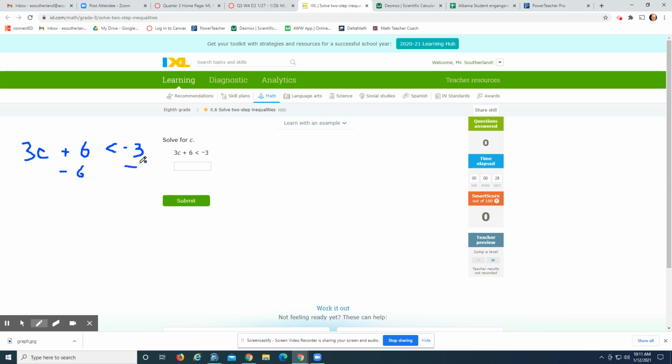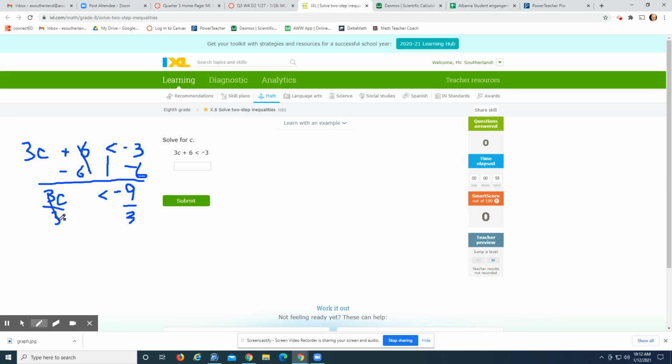We'd start by getting rid of the 6. Since it says plus 6, we would subtract 6 on both sides. And so 3c drops down. The 6's cancel. The sign drops down. And then negative 3 minus 6 is negative 9. And you can use a Desmos calculator if you'd like. Then I want to divide by 3 to undo 3 times c.